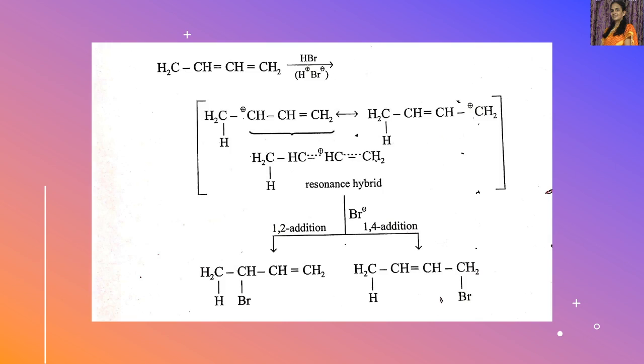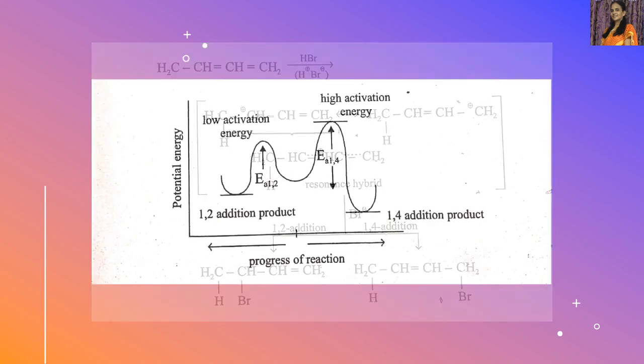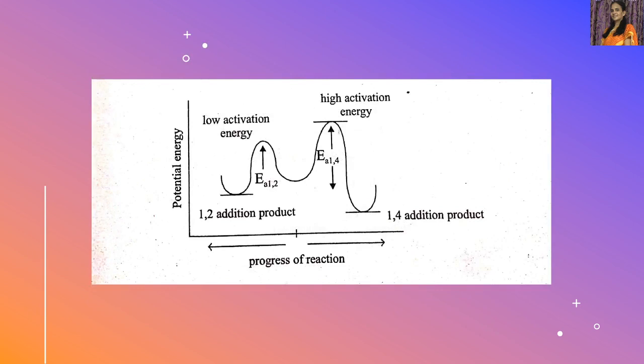Okay, so here if we consider the resonance hybrid of these two structures, it will be like this. H is added over to this carbon, and this is the resonance hybrid where the positive charge is present on all the three carbon atoms. And then this resonance hybrid undergoes addition with the Br minus. If this Br minus goes to this carbon, we get the 1,2 addition product; if Br minus goes to this carbon, we will get the 1,4 addition product. 1,2 addition and 1,4 addition products are produced. Okay, so this is the addition of HBr to 1,3-butadiene.